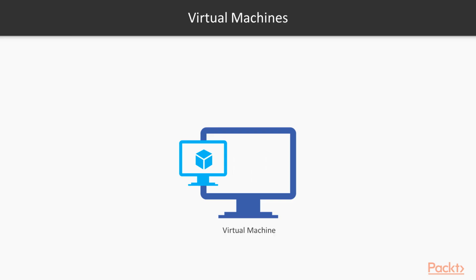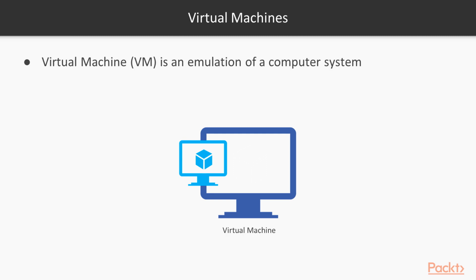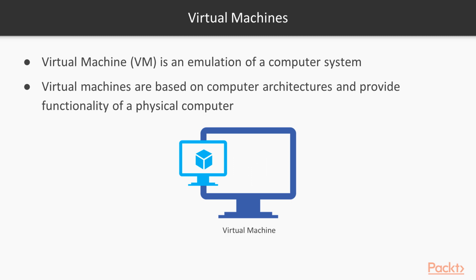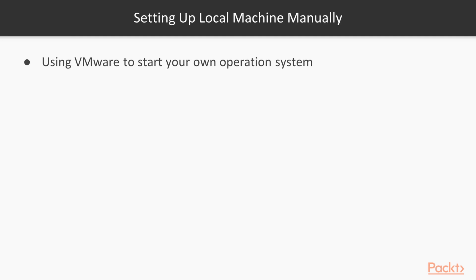In this video, we will start learning how to set up virtual machines using VM Player or Vagrant. A virtual machine is an emulation of a computer system based on computer architectures and provides the functionality of a physical computer. Setting up local machines manually is pretty easy. All you have to do is download VMware Player, which is free to install, or you can purchase VMware Workstation. But you can start with VMware Player to prepare your own operating system.